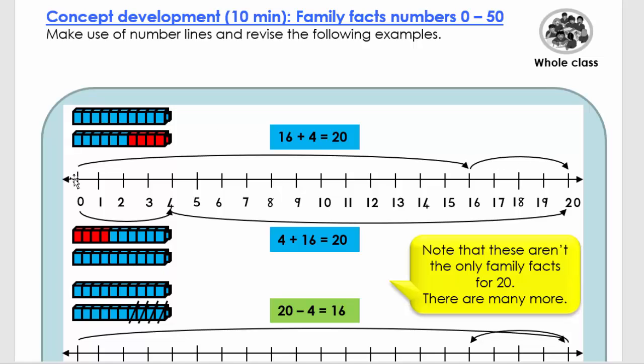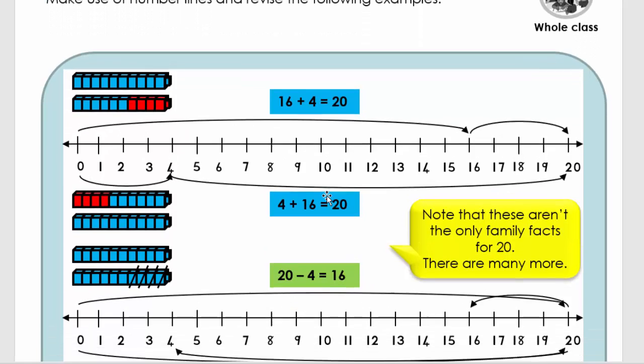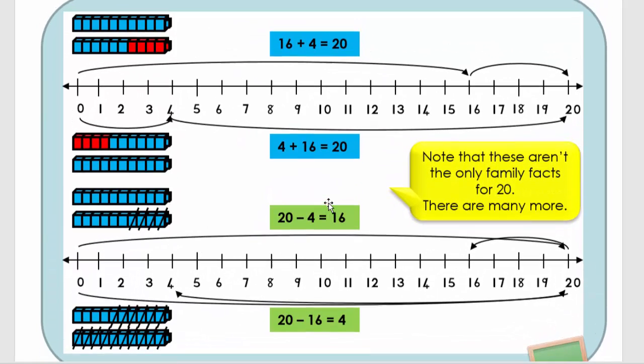But what happens if we have 4 first? So we have 4 and we count on then 16, it will also give us 20. So this is then one part of the family fact where we use addition. So what if we do subtraction? So subtraction, what we have is we start with the 20 where it was the answer, and we count back 4. So if we count back 4, we get 16. Here we had 16 plus 4 is 20, but now we're going to say 20 minus 4 is 16.